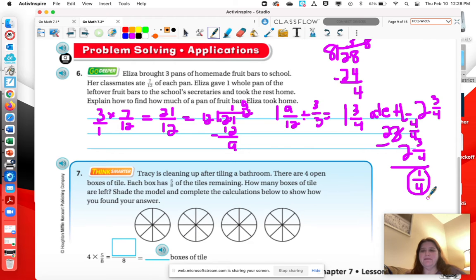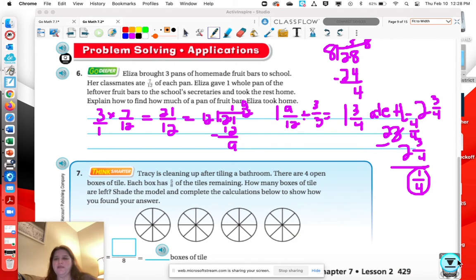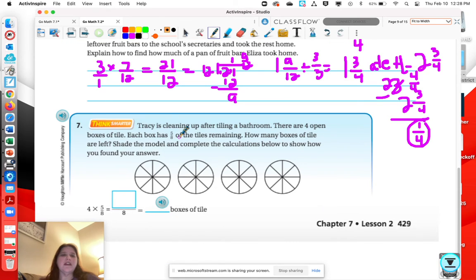Taking a look at the next one. I got to scooch me over. Tracy is cleaning up after tiling a bathroom. There are 4 open boxes of tile. Each box has 5/8 of the tiles remaining. How many boxes of tile are left? Shade each model and then complete the calculations below to show how you found your answer.